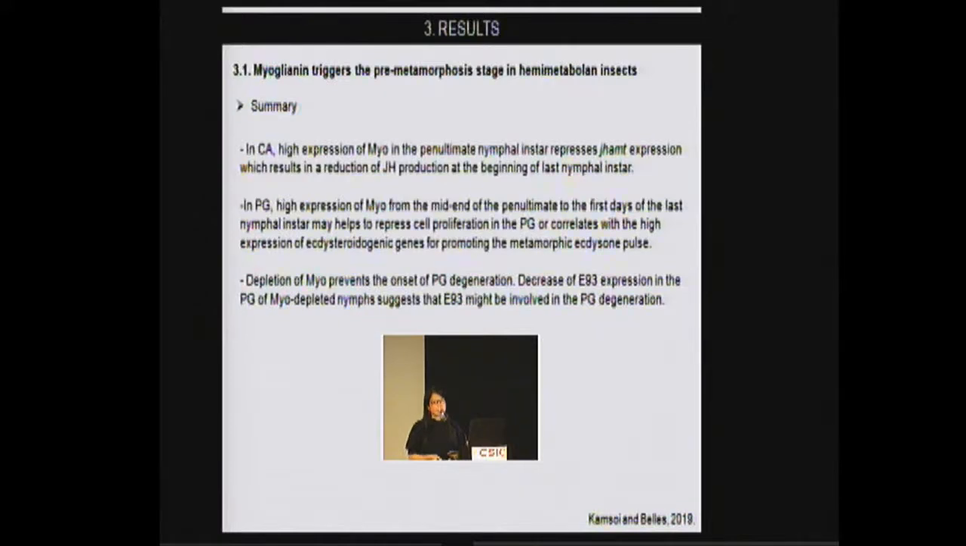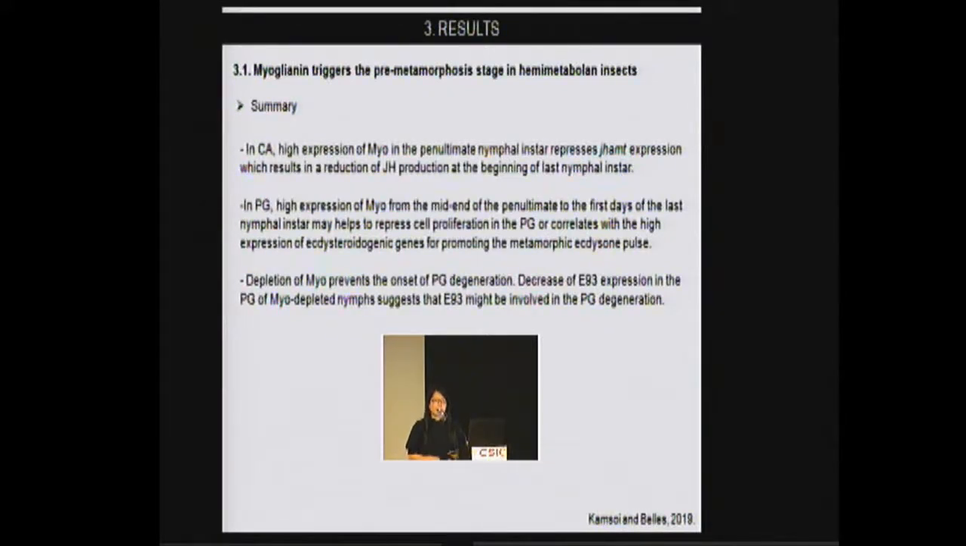And also, it correlated with the high expression of ecdysteroid synthesis genes for promoting the metamorphic ecdysone pulse, which is needed for metamorphosis. And the side result I will explain more in the next section.